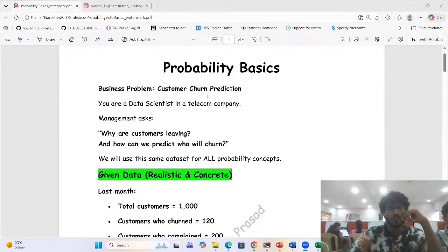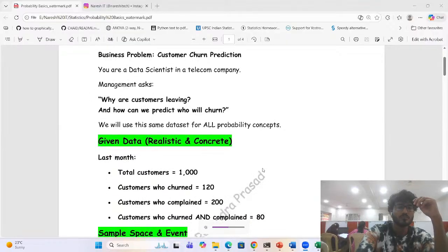Clear? See, business problem: customer churn prediction. You are a data scientist in a telecom company. The management is asking you, why are my customers leaving, and how can we predict who will churn? We will use the same data set that we are using for all the probability concepts we have discussed as of now. Clear? First of all, the given data.